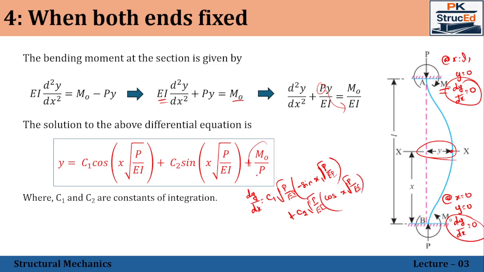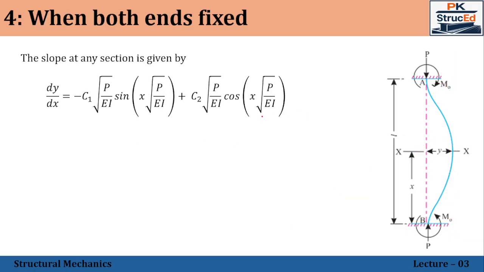Right. So this term will not come because it's a constant. So this is what the equation will be getting for the slope. That's what has been written here. Now we can apply the boundary conditions, that is at x is equal to 0.